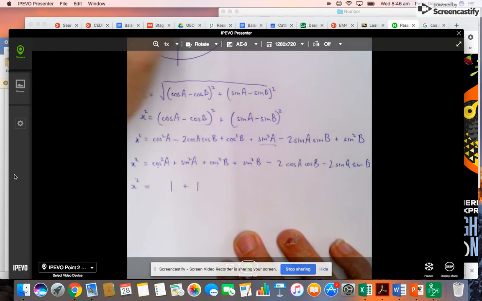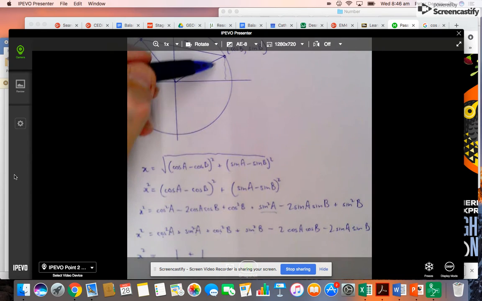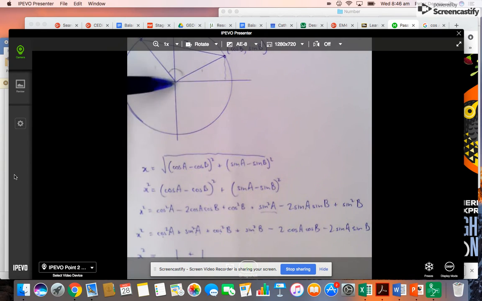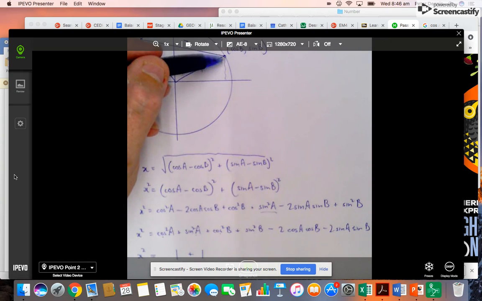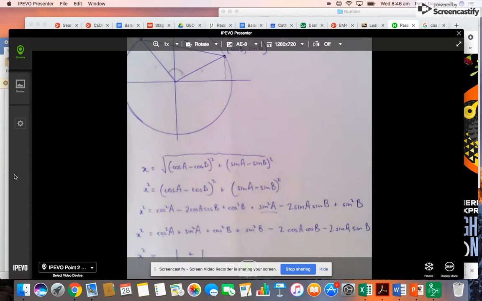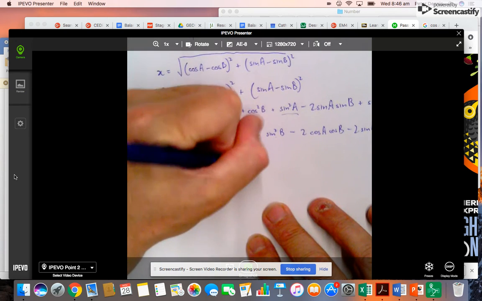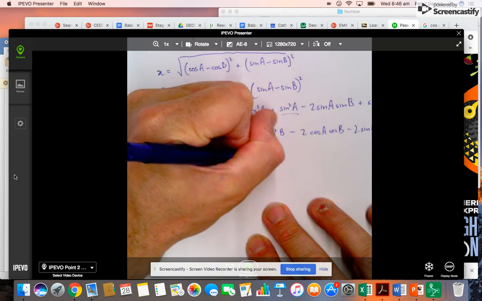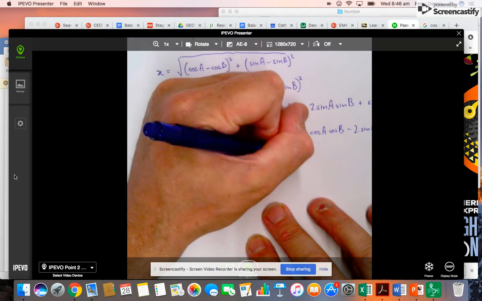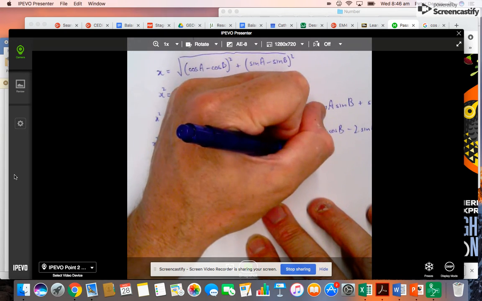We look at that little right angled triangle up here. We know that cos squared A plus sine squared A is going to be 1, the radius of that right angled triangle. So what we've got is x squared equals 1 plus 1 minus 2 lots of cos A cos B minus sine A sine B.